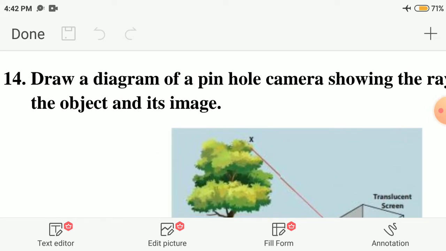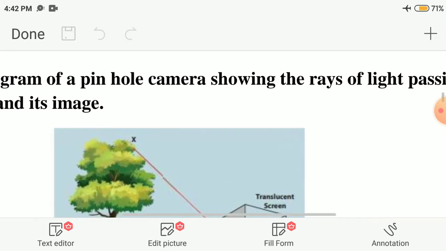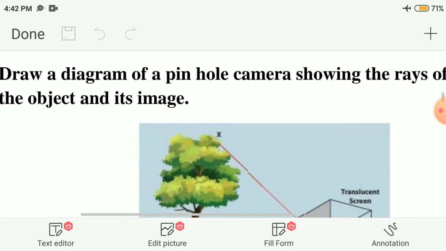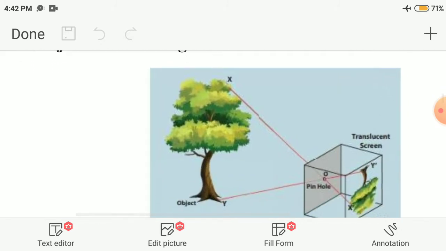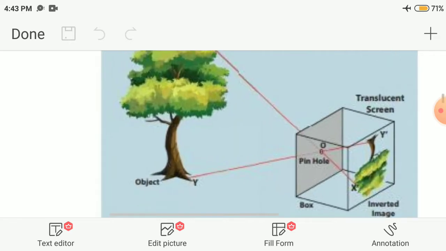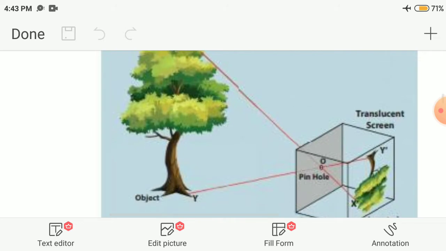Next, 14th question. Draw a diagram of a pinhole camera showing the rays of light passing between the object and its image. Here we see the picture. This is the object, the tree. Here is the pinhole camera. Through the pinhole camera we see the image. X, Y is the object. Which screen is fixed in the pinhole camera? Translucent screen.